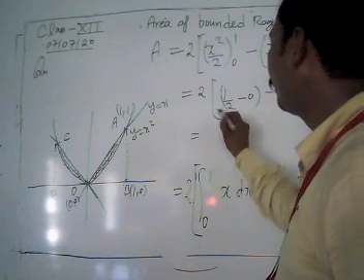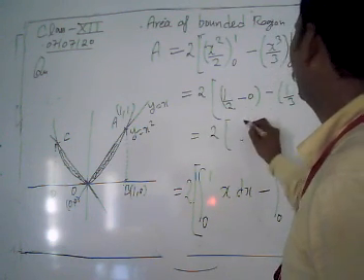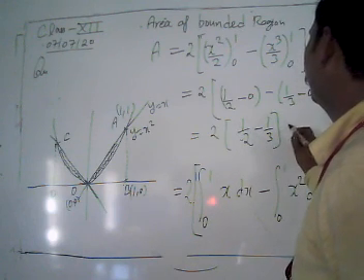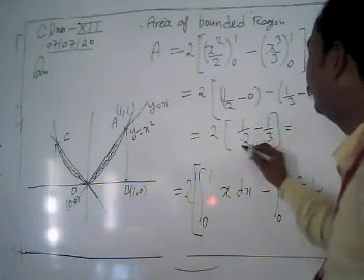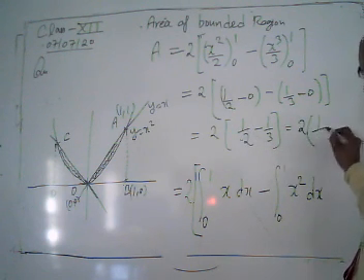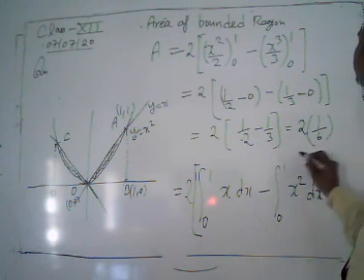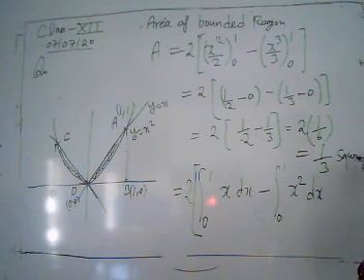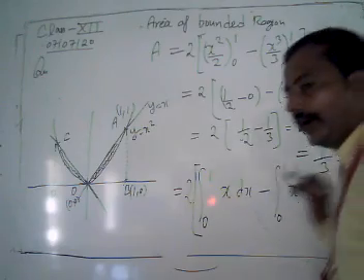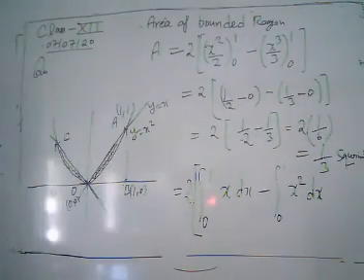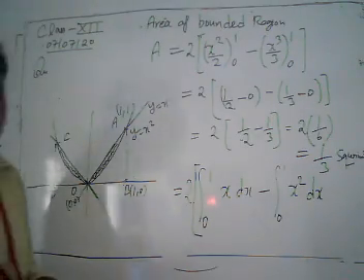Now we are going to solve it. It's 2 times (1 by 2 minus 1 by 3). Then our LCM is 6, so 3 minus 2 is 1 by 6, and 2 into 1 by 6 gives 1 by 3 here. And our area is what? 1 by 3 square unit. Our area is 1 by 3 square unit.